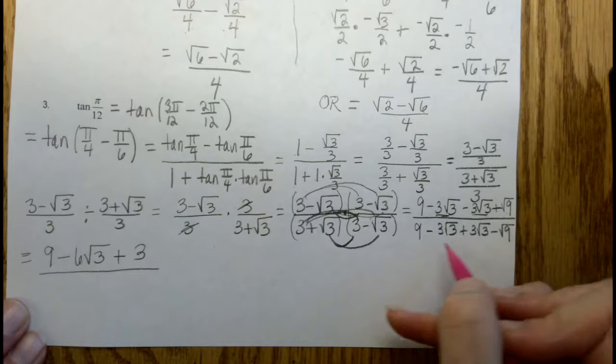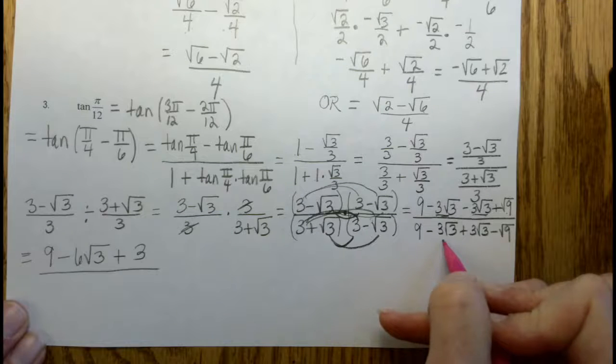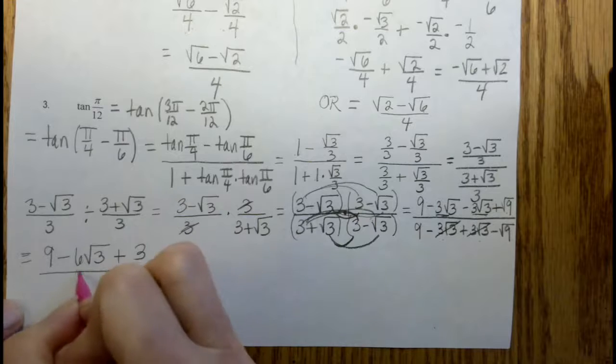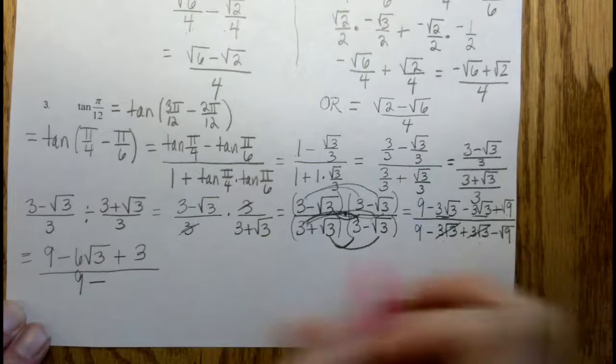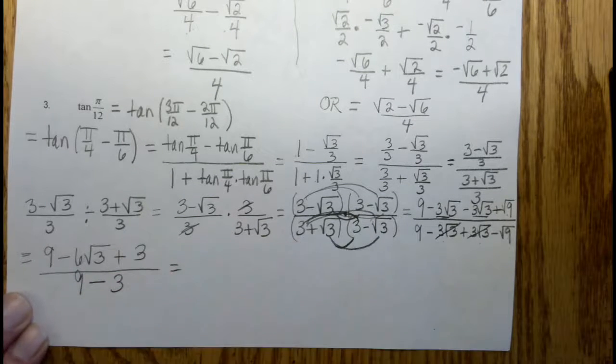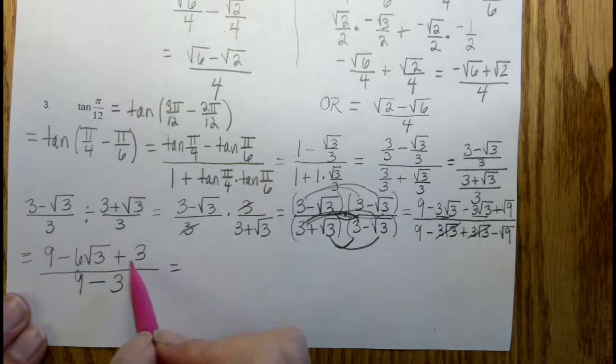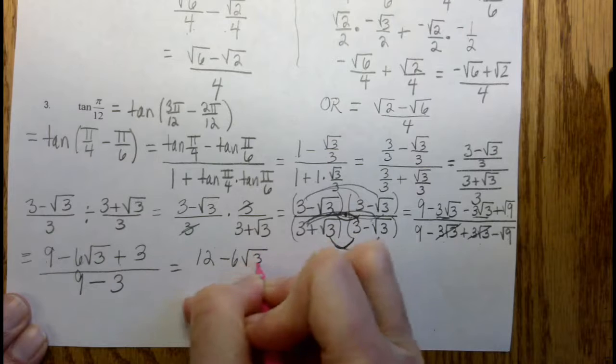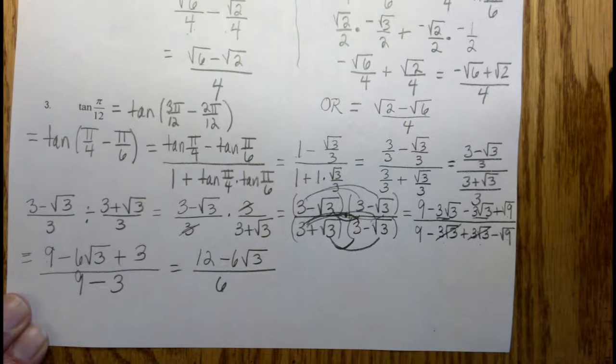Down here in the denominator, we have a minus 3 square root of 3, a plus 3 square root of 3. Those cancel out, and we get 9 minus the square root of 9, which is 3. So 9 plus 3 is 12, minus 6 square root of 3 over 6.